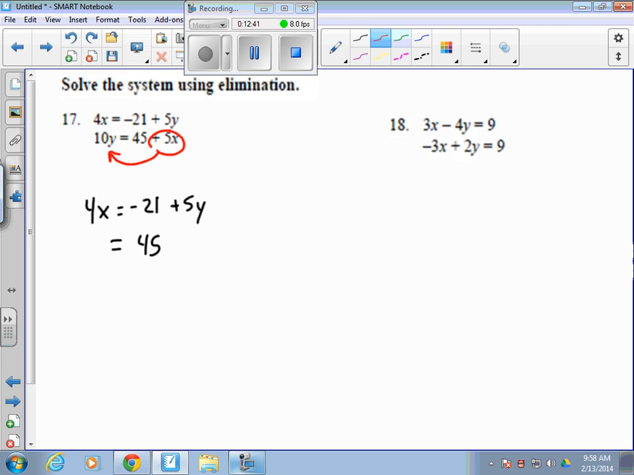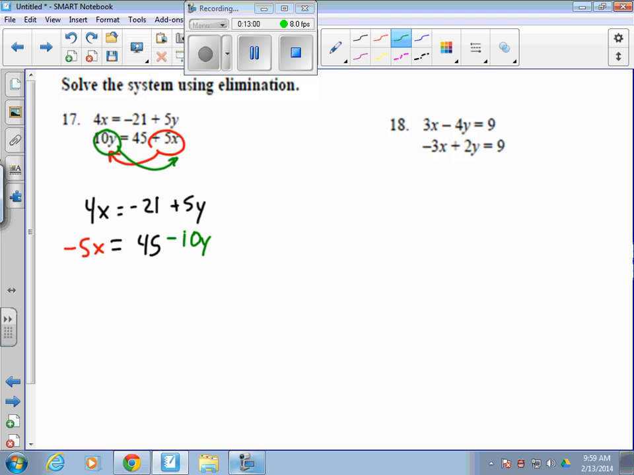It was positive on the right. It becomes negative 5x on the left. 10y, we want to move that one to the other side as well. It was positive 10y. It becomes negative 10y. Now everything's stacked correctly. So you have to make a set of opposite coefficients.